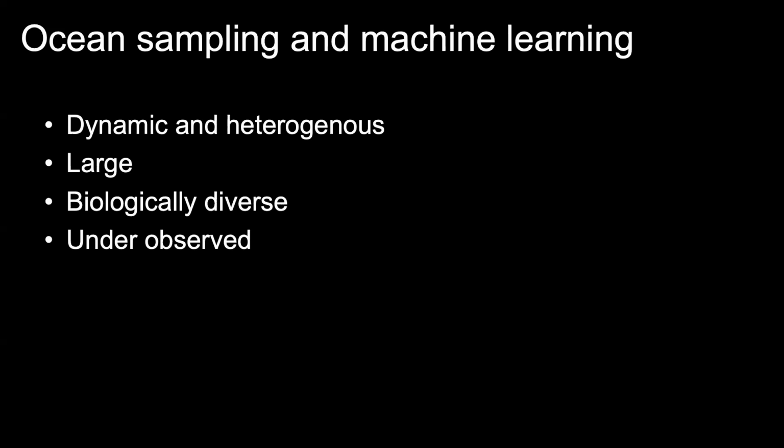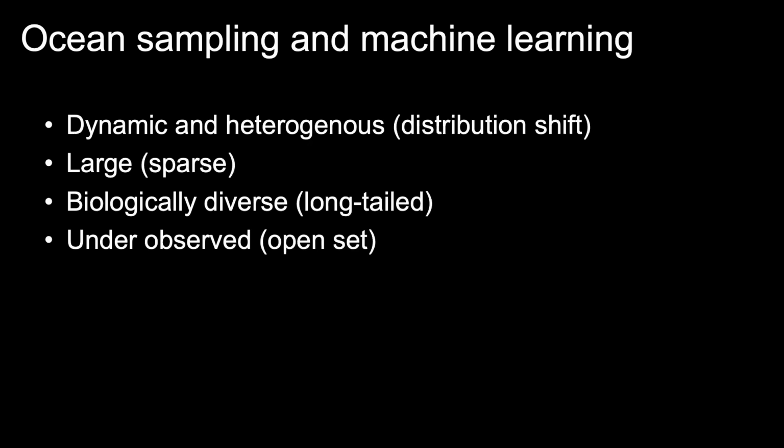And when you combine these things, you can actually think about them either in terms of the biology and the physics, as I've listed out here. The ocean's dynamic and heterogeneous. It's large, it's biologically diverse and underobserved, and we can translate that into some of these interesting machine learning problems that our computer scientist colleagues are thinking about with some regularity. Things like when you have a dynamic and heterogeneous environment, you're going to encounter what they refer to as distribution shifts. So that can be in terms of the organisms that are there, but also in terms of the camera system that you might be using, the way the environment appears in the images, that kind of thing.